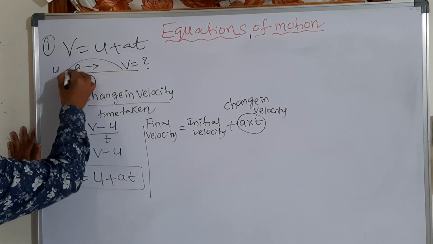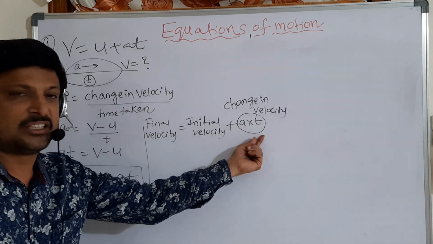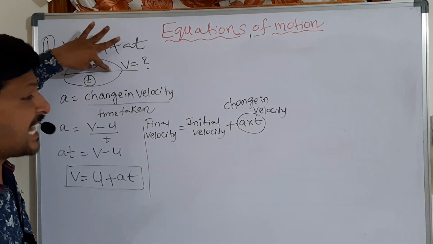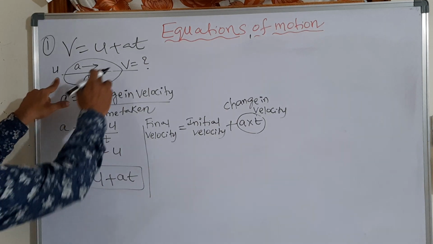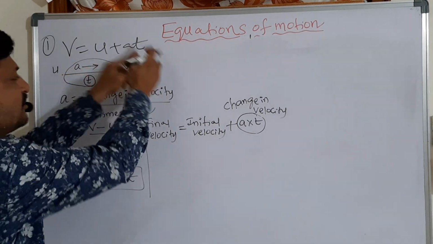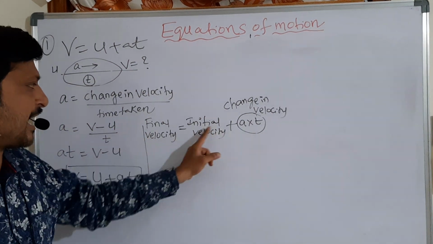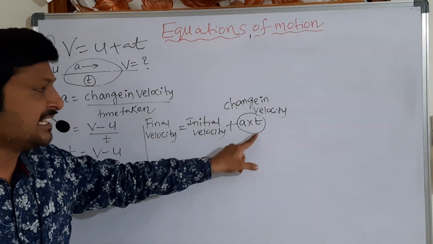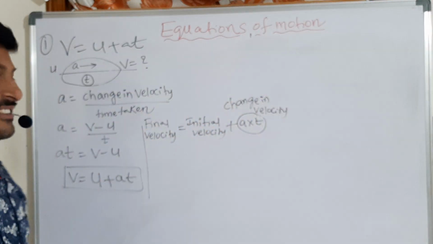That means from here to here, see how much change in velocity takes place. So add initial velocity plus change in velocity, that is equal to final velocity. That means starting velocity and this velocity gives final velocity. Simple. So left side is velocity. You are adding, so this term also should be velocity. But which velocity here? Change in velocity.